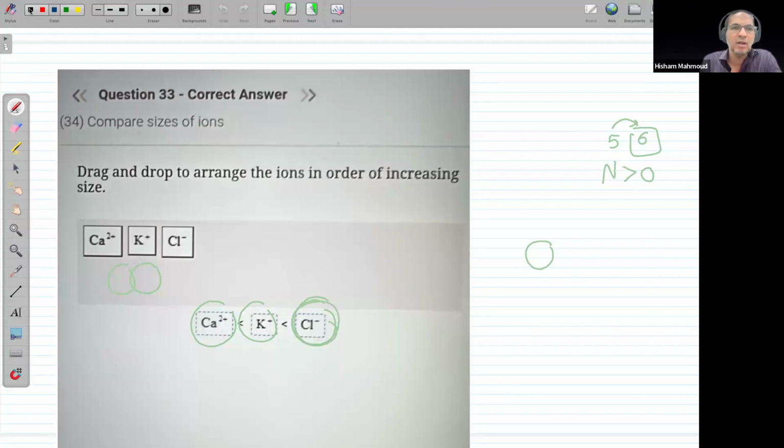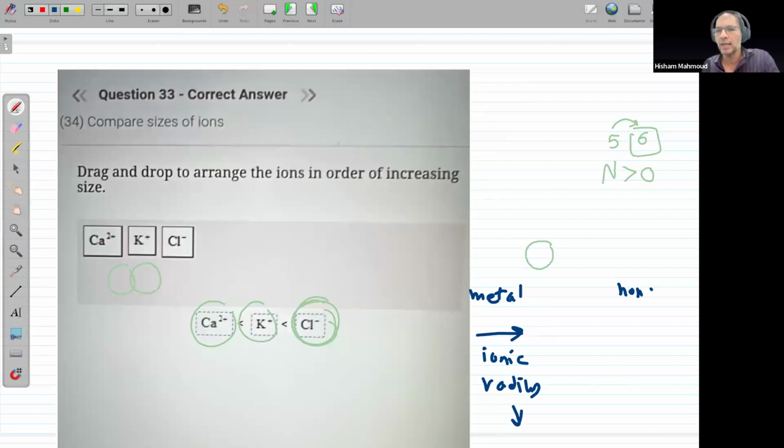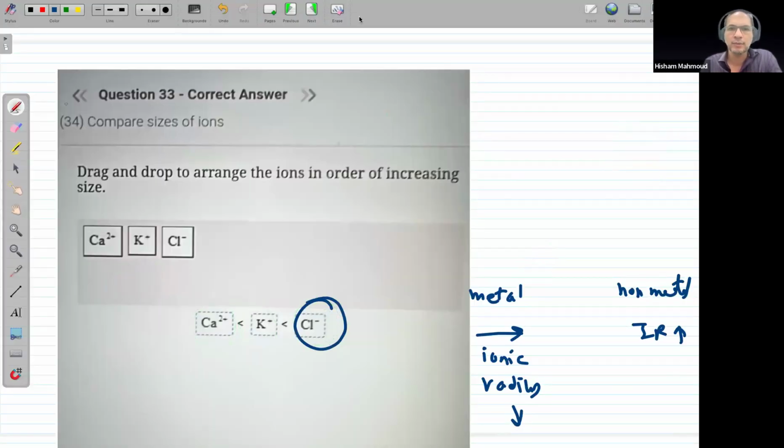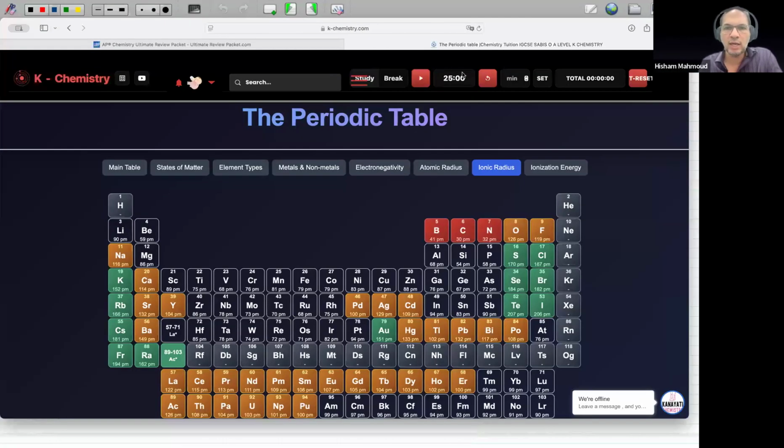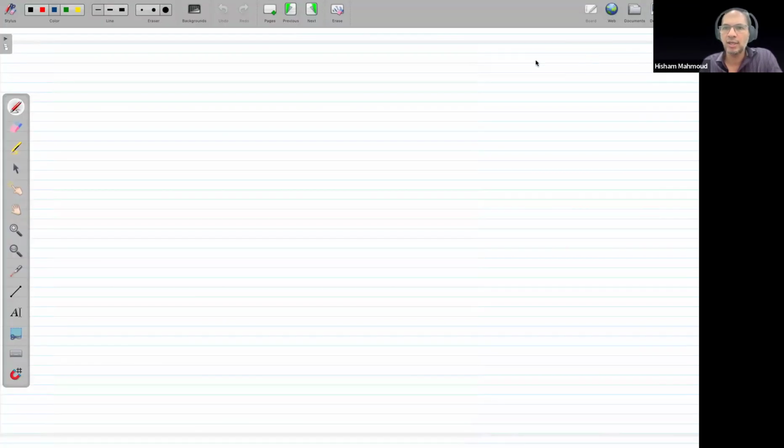The rule again is when you go in the metals, as you go to the right, the ionic radius will decrease. But when you go to the non-metals, the ionic radius is going to increase. That's why the chloride had the highest ionic radius. Atomic radius increases from right to left and down the group. We already explained the trend. And that was our last question. Let's close the recording.